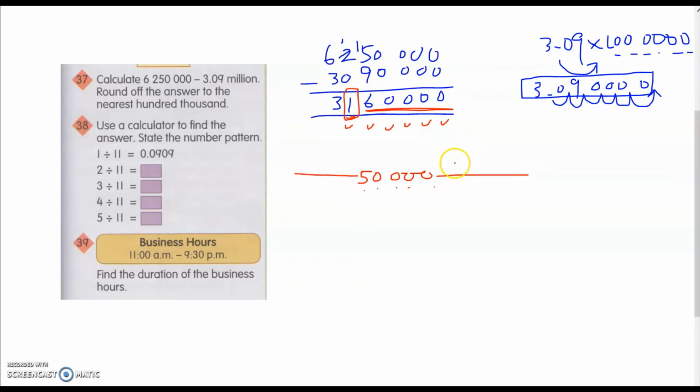Okay, then we look at this 60,000 here. Is it more than 50,000 or is it less than 50,000? Now 60,000 is more than 50,000. So when it is more, we need to plus 1. Which number do we plus 1? This number that we identified just now, the 100,000 place value. So 31 plus 1 is 32.